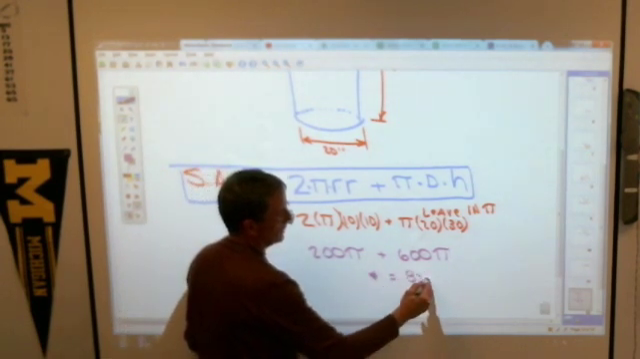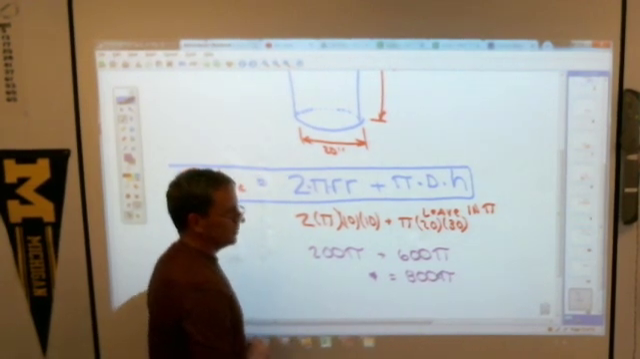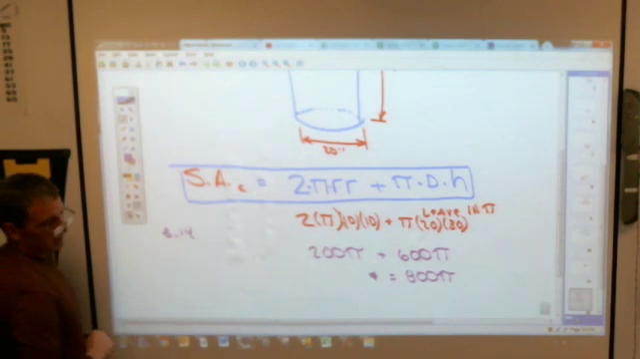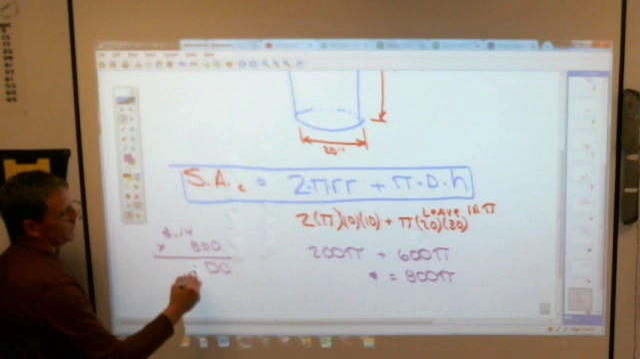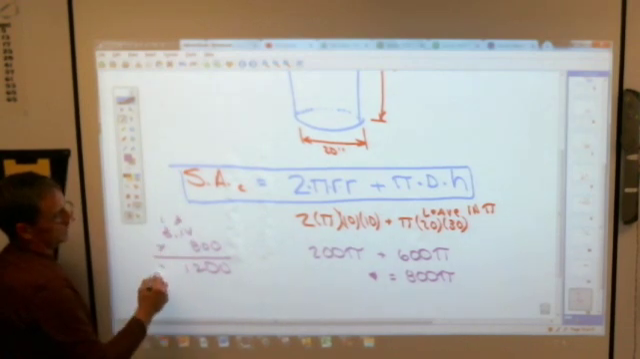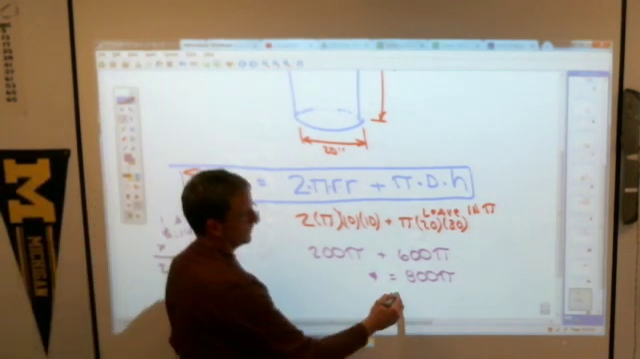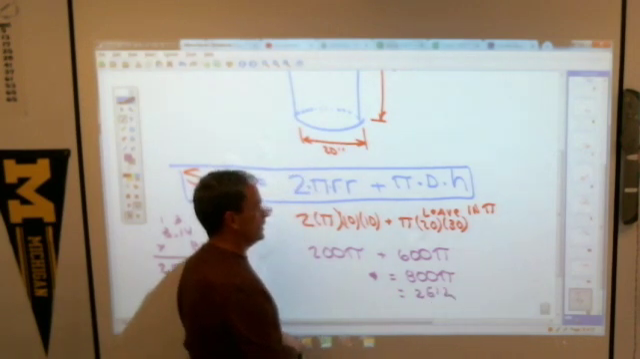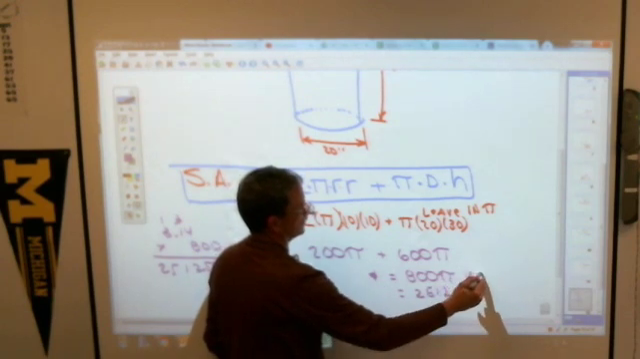equals 800 pi. If you were asked to do it with 3.14 as pi, you would just multiply that by 800, which is a pretty quick calculation even for 7th graders. What's that? 2,512. And this is in what? Surface area? Area is always in? Square units.